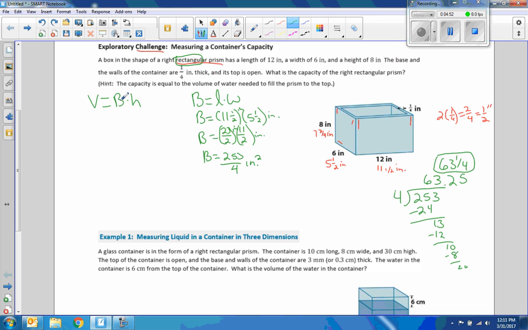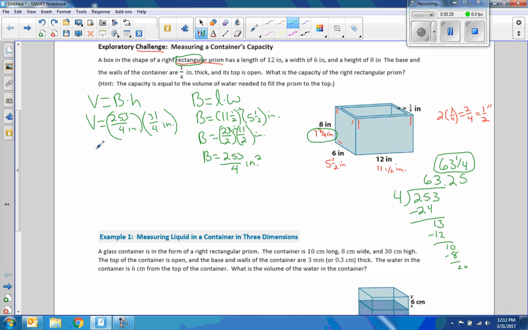Okay, so now let's get back to our volume problem. We just found the base area. We just found the bottom. We multiply the base area times the height, and that will give us the volume. And here is our height. So I'm going to write V equals 253 over 4 inches, I'm not going to be lazy this time, times 7 3/4 inches. And I'm going to make this an improper fraction. 7 times 4 is 28, plus 3 is 31 fourths of an inch, or inches.